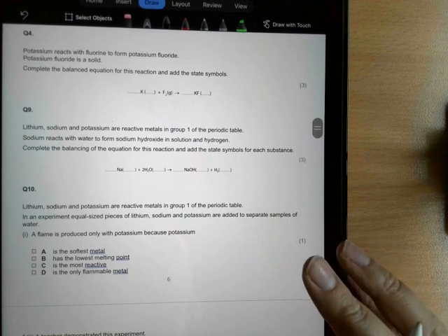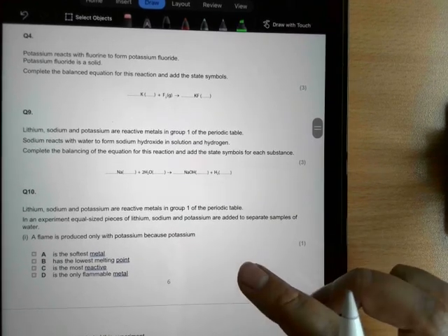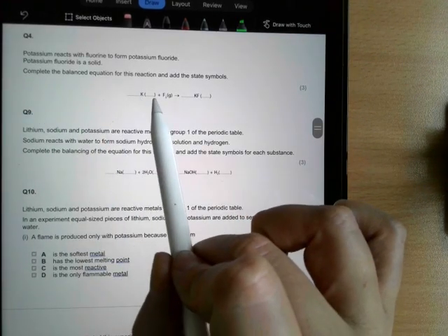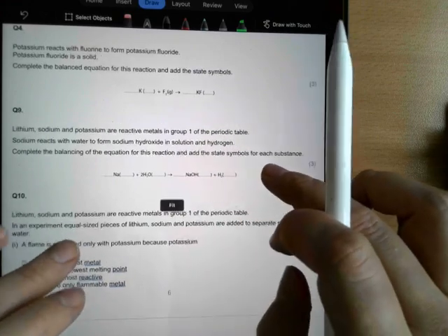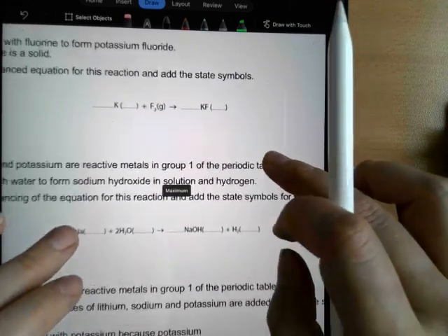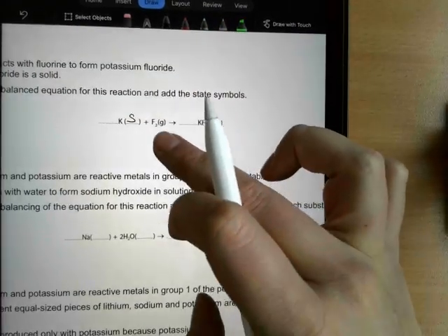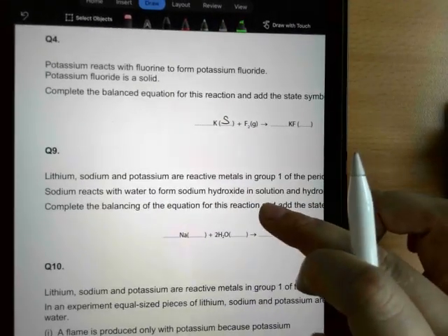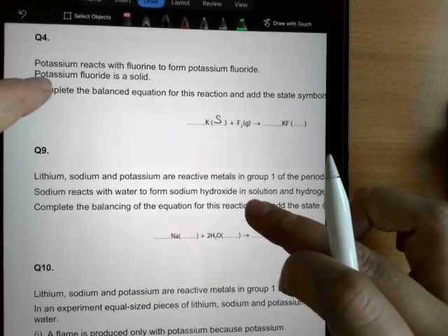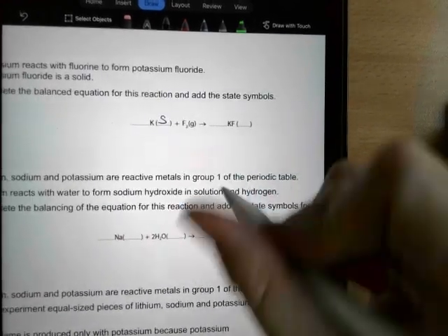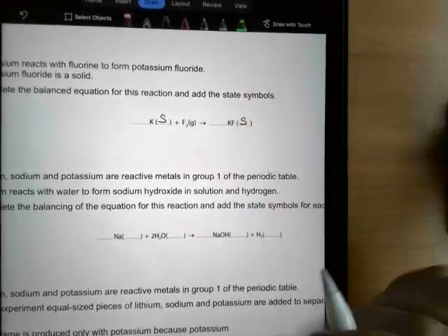The next question, I want you to complete the balanced equation and add the state symbols. So you've got potassium, K. What's the state symbol going to be? Well, potassium is a metal, and if it's a metal, it's going to be a solid. F2, they've already told you, is a gas. Then they ask you for KF. So KF is potassium fluoride, and you're told in the question that potassium fluoride is a solid.